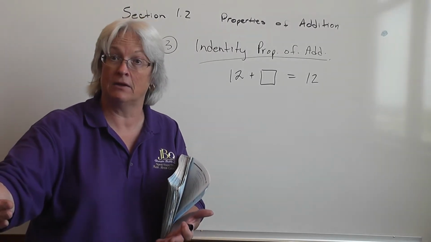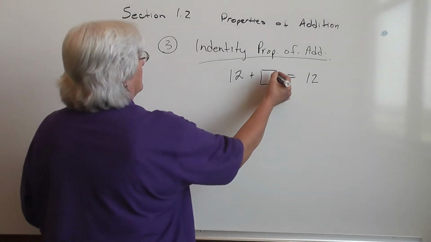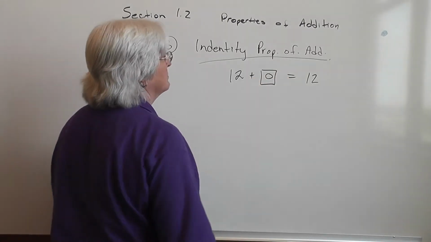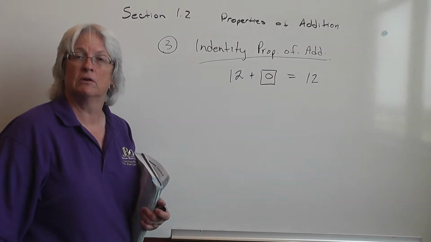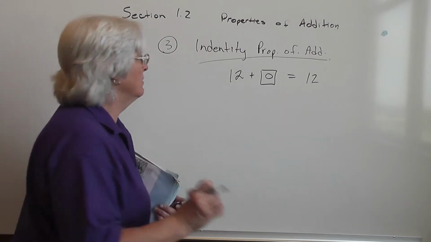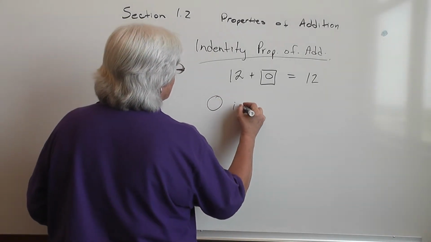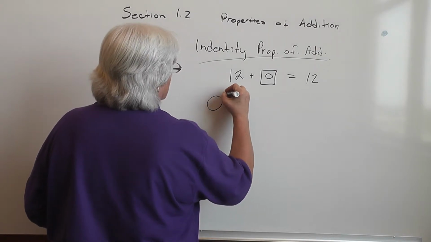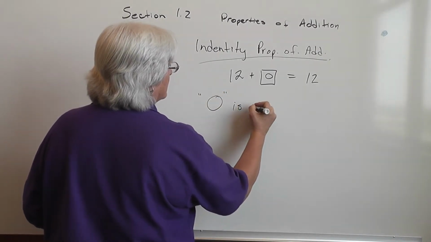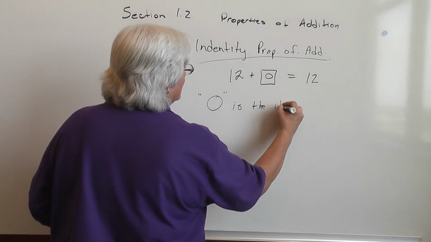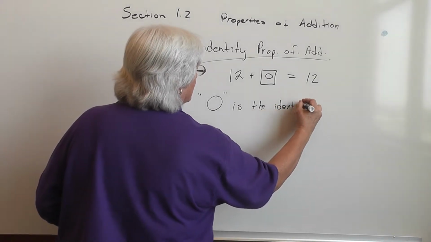How do we say that in arithmetic? Well, we add 0. 12 plus 0 is 12. 0 is what they call the identity element. That's not an O, that's a 0. It is the identity element.